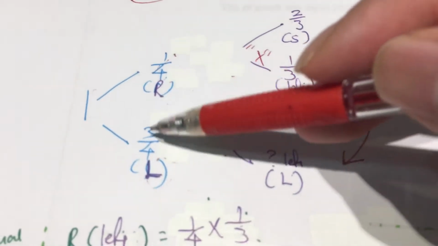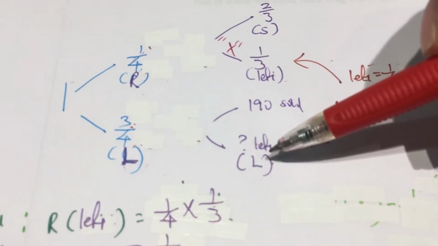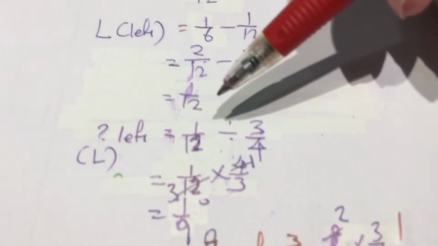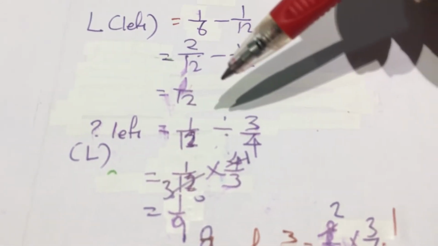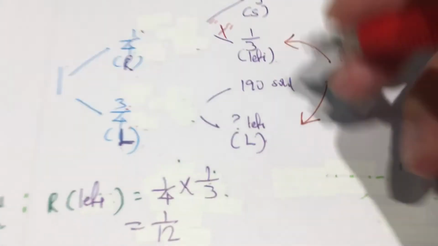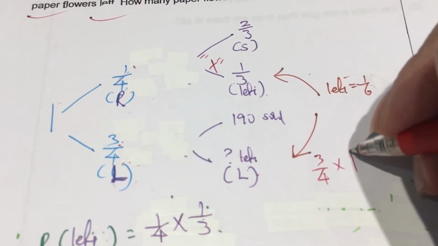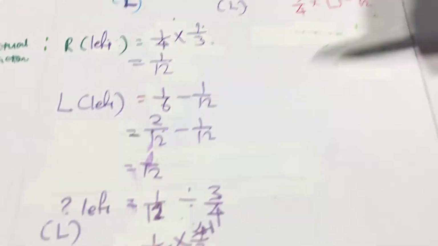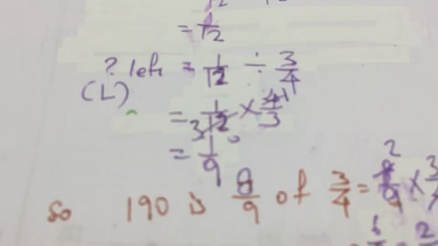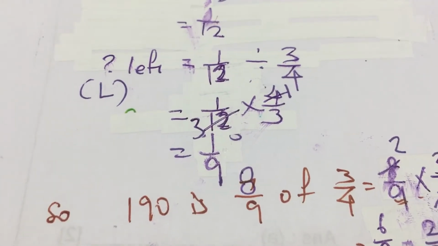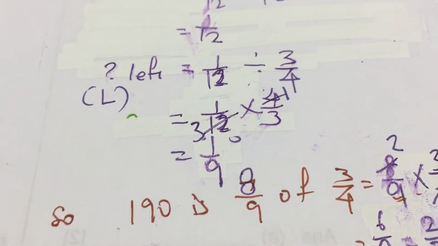So meaning that you get 1/12 here, which means that 3/4 times this one will give you 1/12. Okay, so to work backwards, I write here: 3/4 times this fraction will give you 1/12. So to find this box, you have to take 1/12 divided by 3/4, and it gives you 1/9. Yeah, 1/9. So this is 1/9.